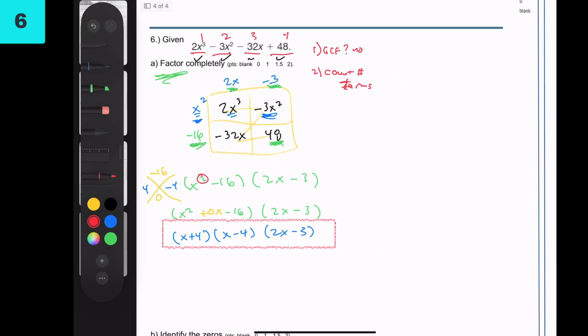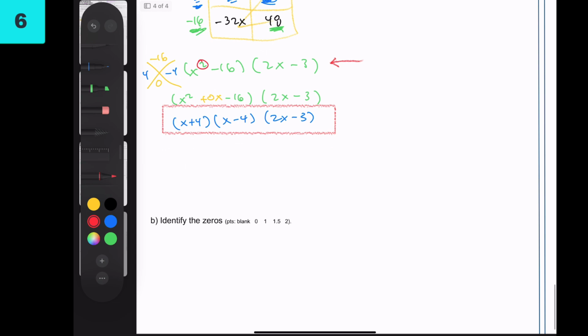Okay. If you got here, I think I took off a half point. You shouldn't have not solved. You should clearly put it down here. So identifying 0 is the same thing as solving. Let's go ahead and solve these now.